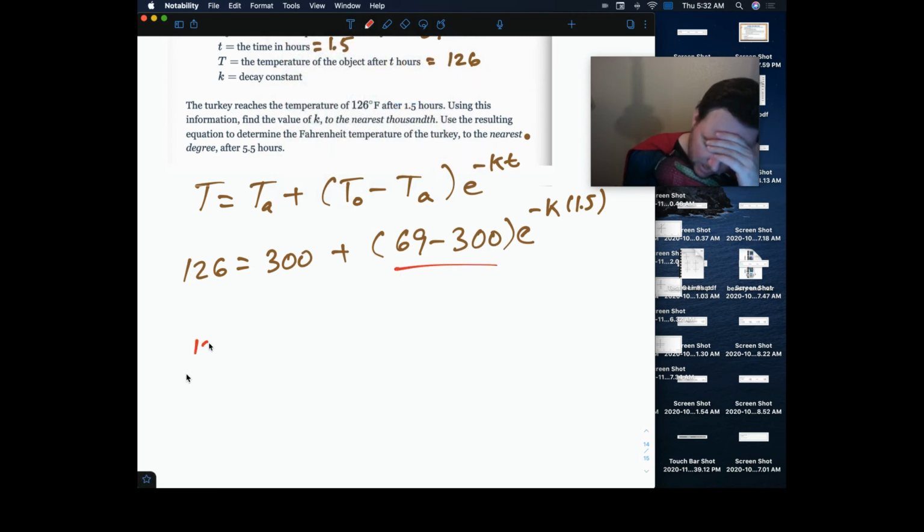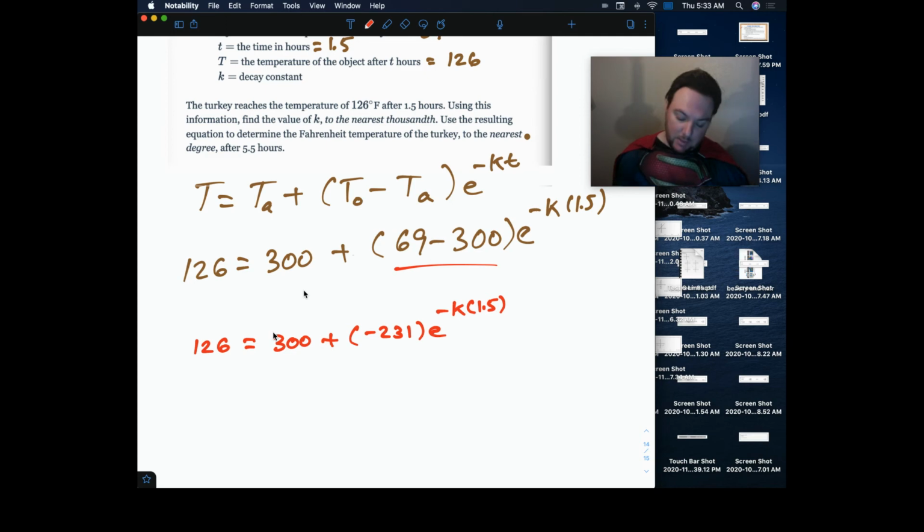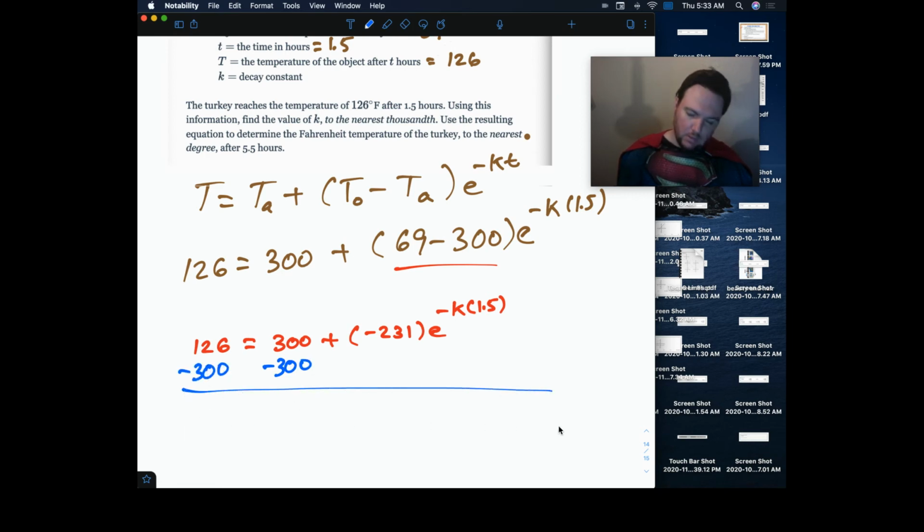this first. So I got 126 equals 300. Self-conscious of me writing up negative 231 e to the negative k 1.5. Okay, 69 minus 300 is negative 231. Next up, we're going to change our colors and subtract 300 from both sides. So subtract 300 from both sides. Okay, and this gives me negative 174 equals negative 231 e to the negative k 1.5.